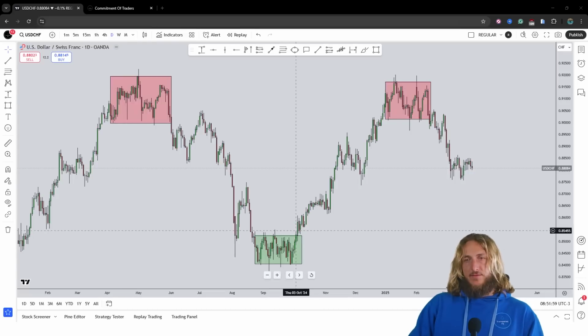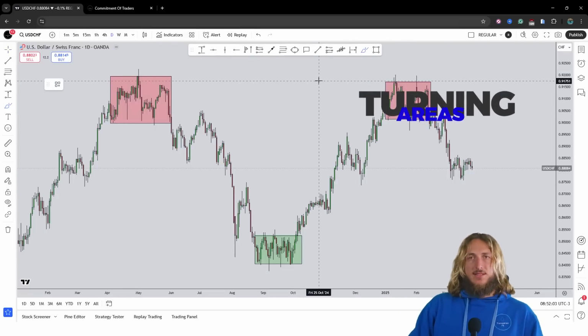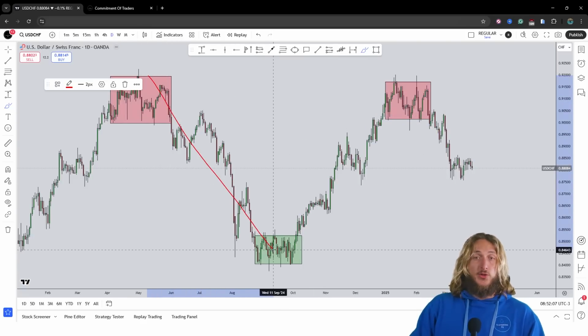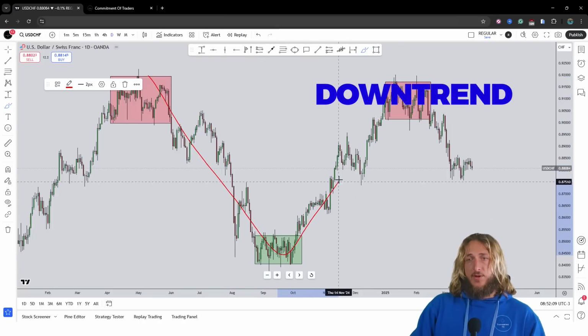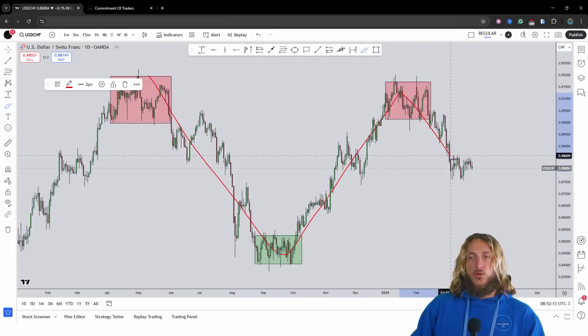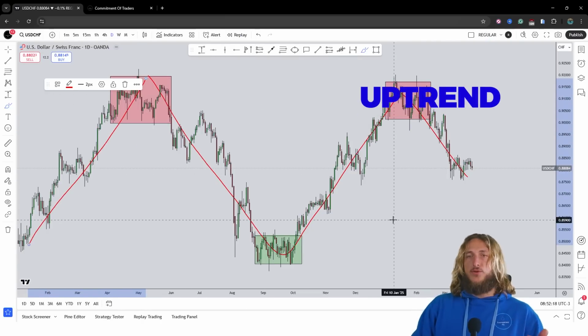Now, what I have identified here are turning areas in the market. What we can easily identify is that from here, the market has turned into a downtrend. And from here, the market turned into an uptrend. And again, from here, the market turned into a downtrend. And before this, we were in an uptrend. This is very, very clear.